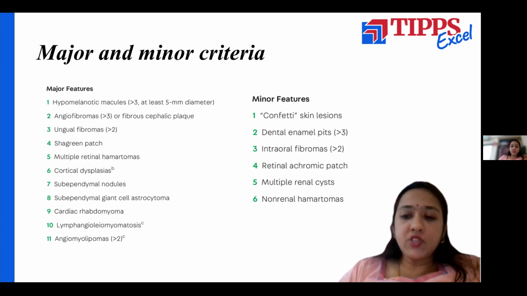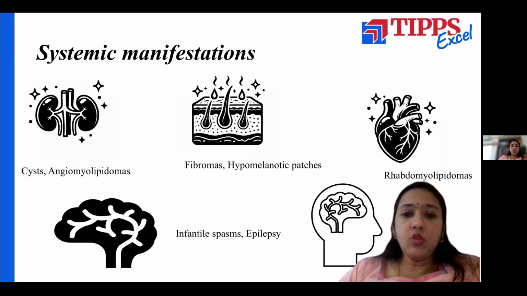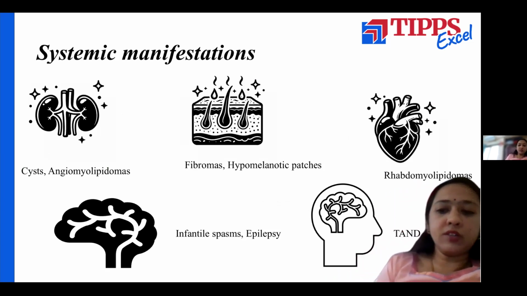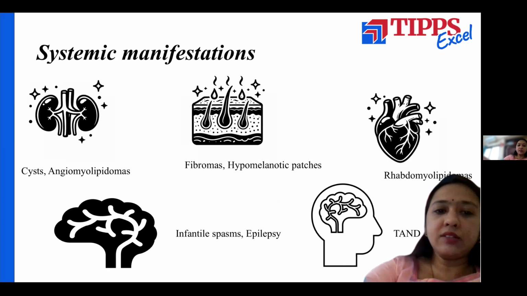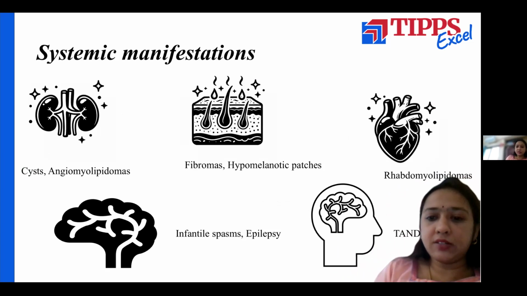So it is either two major or one major and two minor. Now coming on to the systemic manifestations of tuberous sclerosis, as we all can see, it affects almost all systems possible. Here we can see that the renal manifestations might include cysts and angiomyolipomas, and in skin it might result in fibromas or hypomelanotic patches.